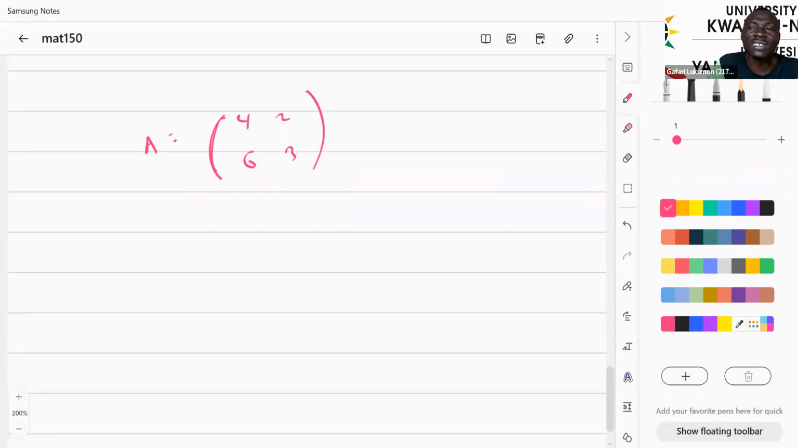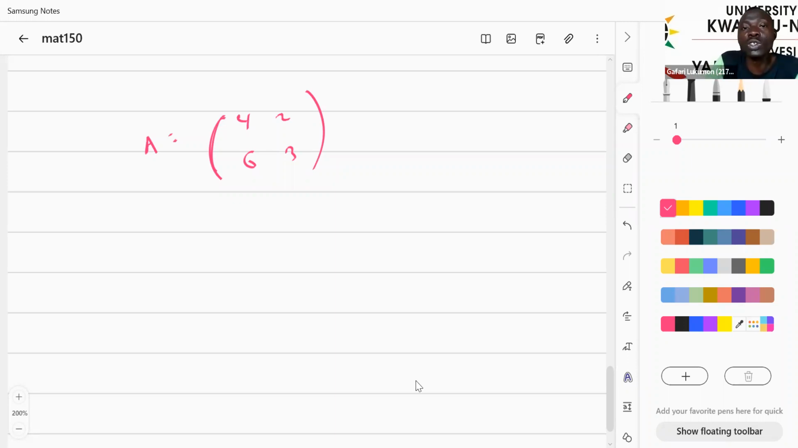This kind of inverse cannot exist. Do you know why it can't exist? Because the determinant of this matrix will give you 0. And if the determinant of a matrix is 0, then we say that matrix is a singular matrix, and you cannot find the inverse of a singular matrix. I hope you understand now.